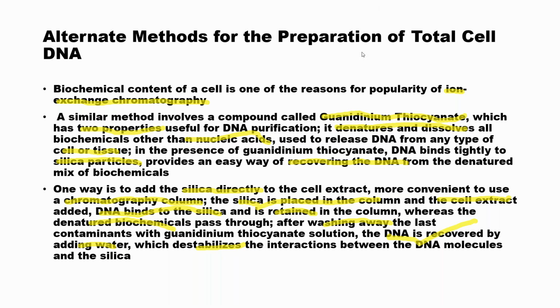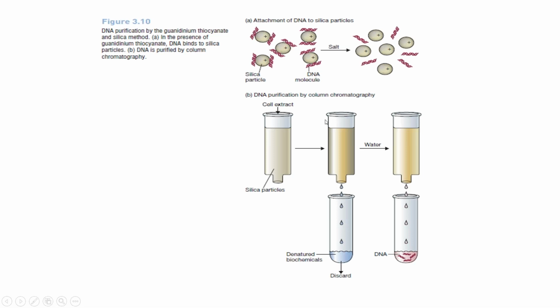Okay, we will move on to the next slide. This is the picture of DNA purification by means of guanidinium thiocyanate. How do we do it? First of all, DNA is attached to the silica particles in the presence of guanidinium thiocyanate. Clear? This is our column with silica particles in the presence of guanidinium thiocyanate. When we add the cell extract, only DNA will remain in the column, whereas the denatured biochemicals, RNA, proteins and carbohydrates, everything denatured by guanidinium thiocyanate, will be collected and discarded.